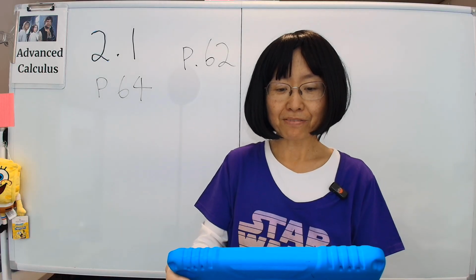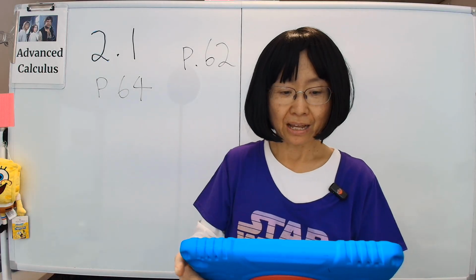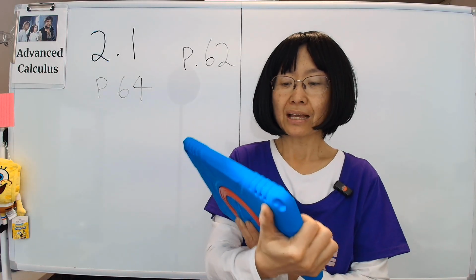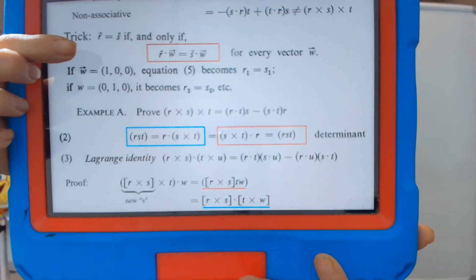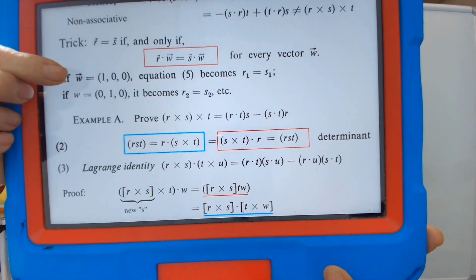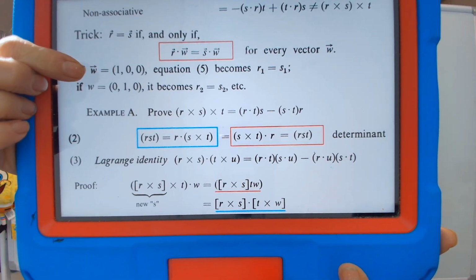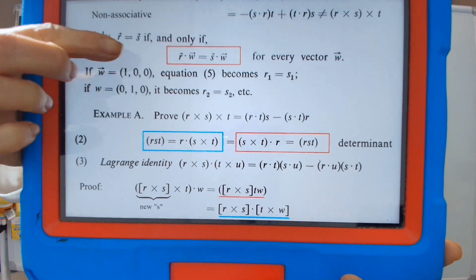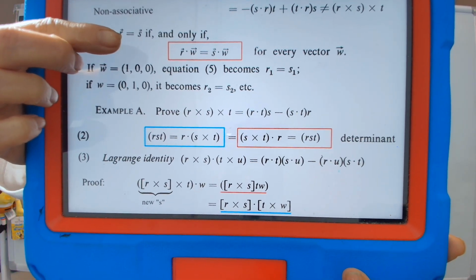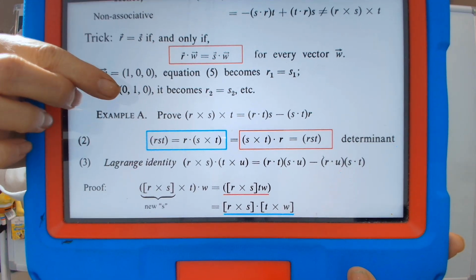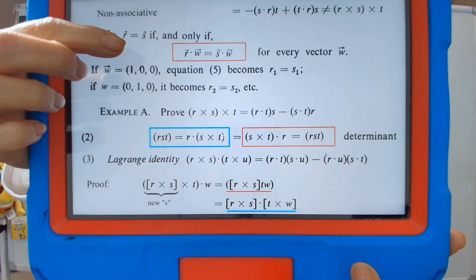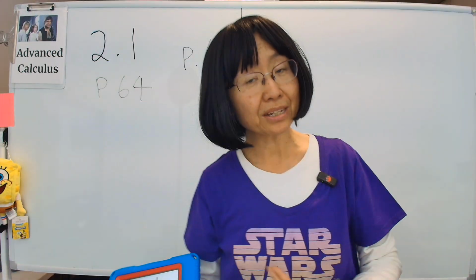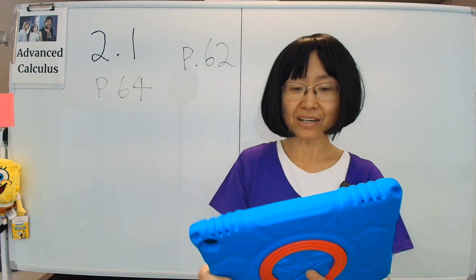So if they behave the same way with everything, specifically if we can prove that R dot W equals S dot W for every vector W, then we can choose W equal to (1, 0, 0). Then that will immediately mean R1 equals S1, and then we choose the next coordinate unit vector, then R2 equals S2, and R3 equals S3. That means they are definitely the same vector.